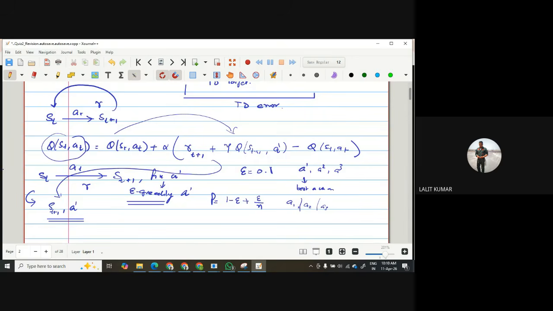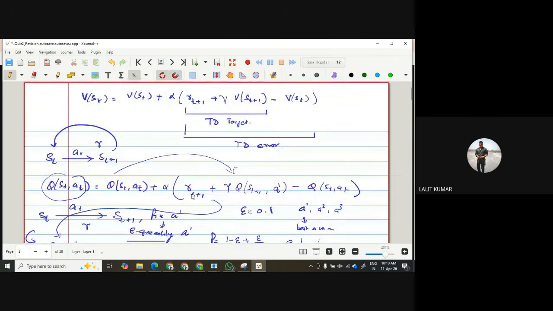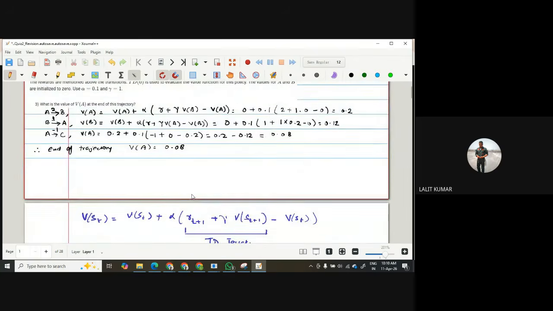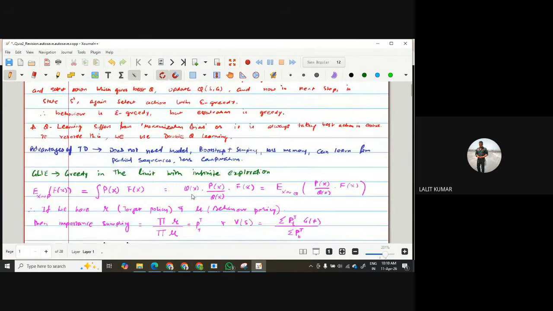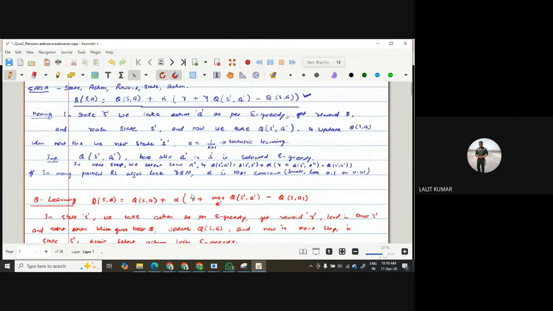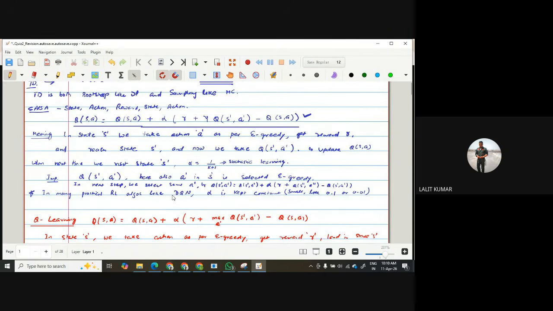Yes, sir. Got it. Thanks. Okay, this is a very subtle difference between SARSA and Q learning. When we come to Q learning, I will explain Q learning also. And this question has been asked in the PYQs. That is what I just wanted to cover now. So this is what we have done.